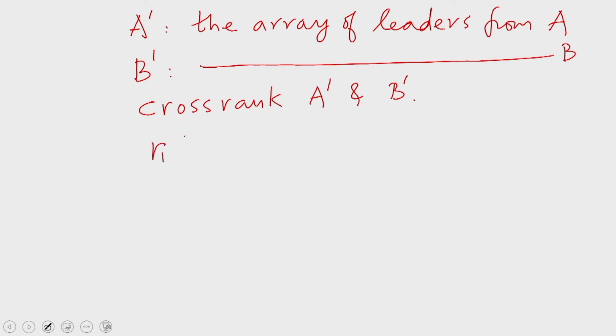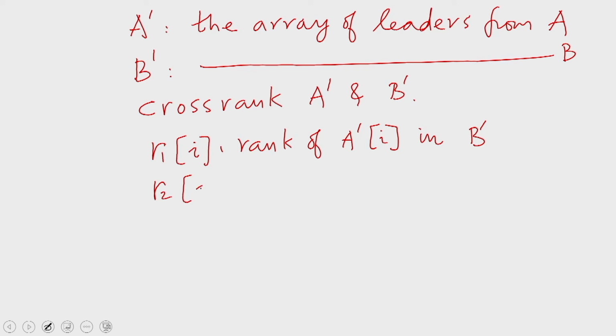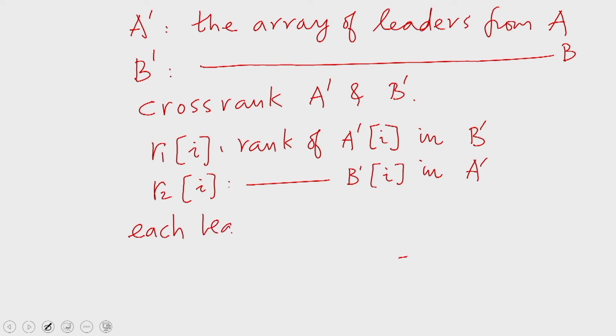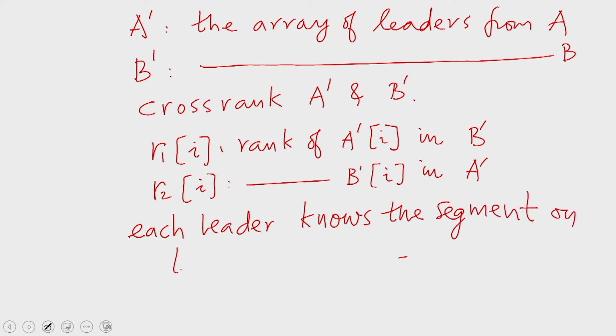Let us say R1 of I is the rank of A prime of I, the ith leader of A, in B prime. Similarly, R2 of I is the rank of B prime of I in A prime. So, now after the cross ranking is done, each leader of A prime knows two leaders on the other side between which it falls. Similarly, each leader in B prime knows two leaders in A prime between which it falls. In other words, each leader on either side knows the segment on the other side in which it belongs.